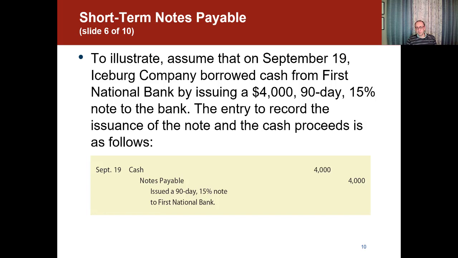So what are we going to do? We're going to debit cash for $4,000 and we're going to credit notes payable for $4,000. Why are we doing this? We are the borrower, we're not the bank here. So we're recording on September 19th that we received cash, and cash is on the debit side, and we also created a new liability because we signed a note, and this is going to be recorded on the credit side.